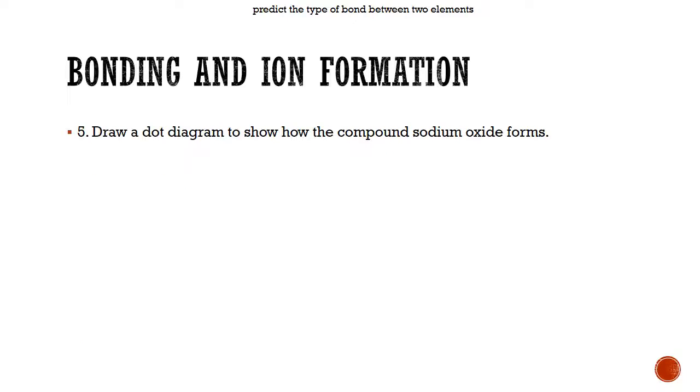Let's look at another example. Here we're asked to draw a dot diagram to show how the compound sodium oxide forms. So this would be between the elements sodium and oxygen. So sodium, like lithium, has one valence electron. Oxygen, because it's in group 16, would have 6 valence electrons. So notice I have 6 dots there. Now sodium will want to lose its one valence electron.